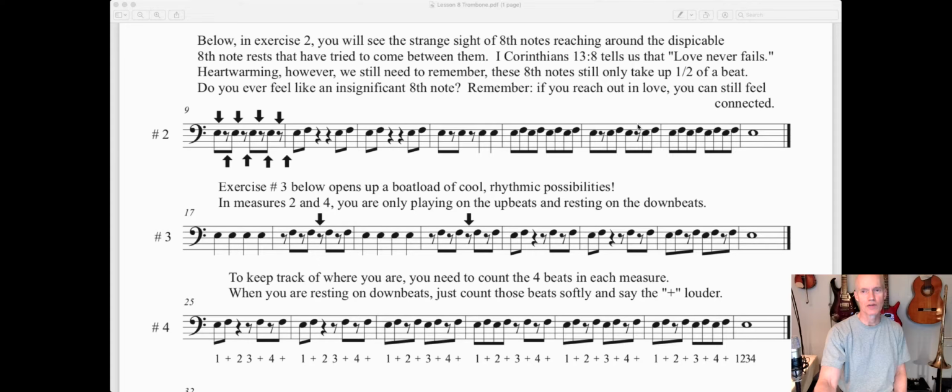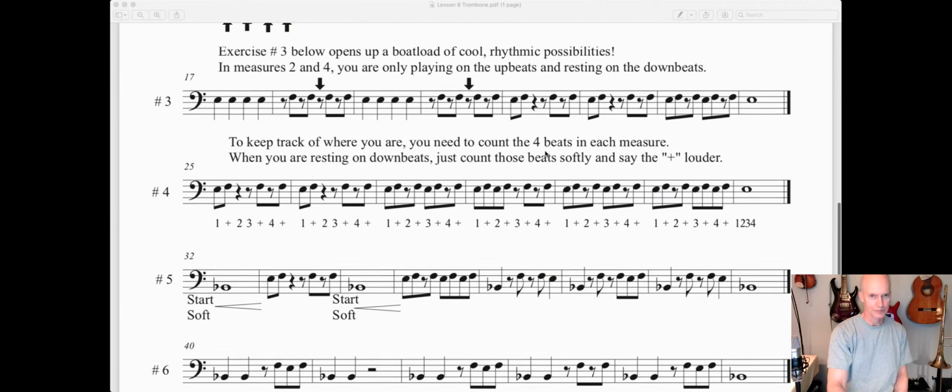You're just resting on the upbeat instead of playing a note there, or holding this note through as a quarter note. All right. And the same thing right here. This is the same as this measure right there. All right. Now let's look down at number 3.